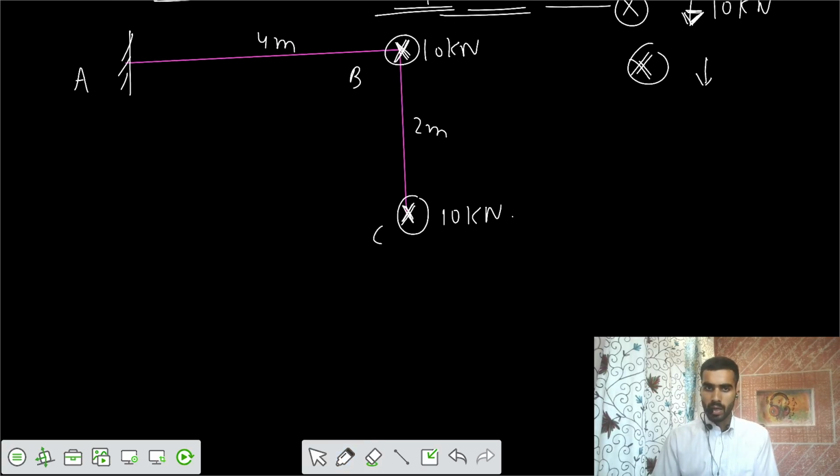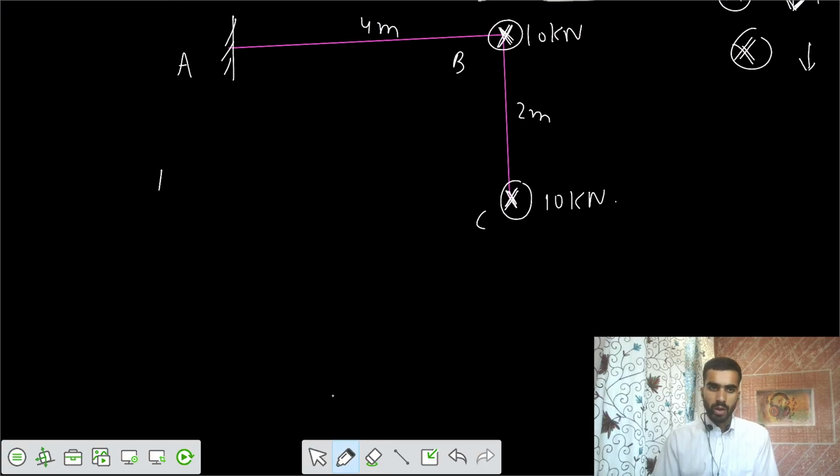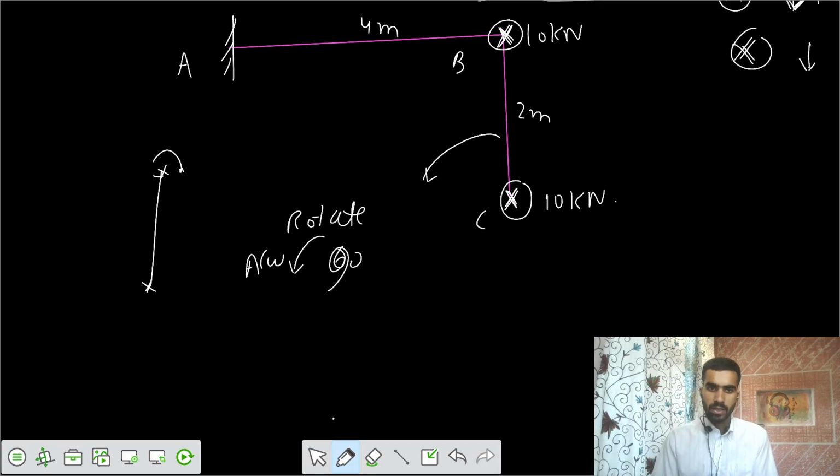Now, to get a clear picture of this part BC, you can't directly get how these moments get developed from this cross. If you rotate it, you can't get the clear picture of what's happening inside. So let me rotate this BC anti-clockwise 90 degrees. I would get BC in this fashion. Now I can see what's happening.